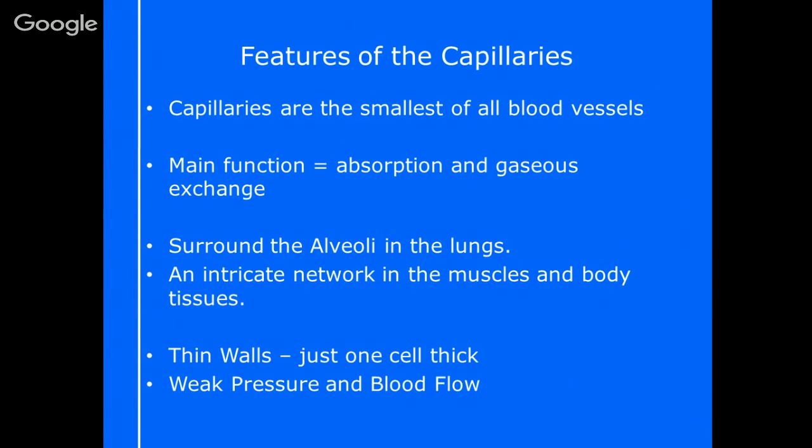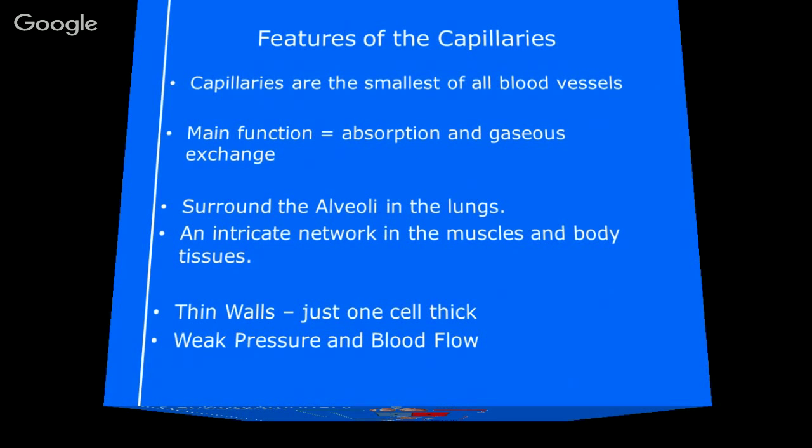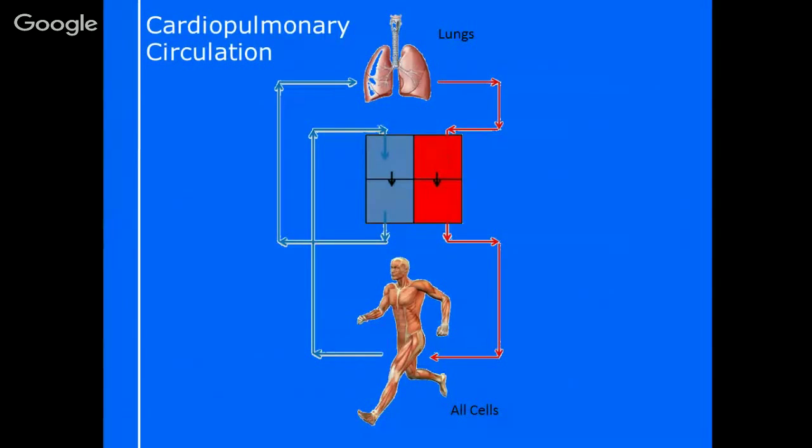So you've got 3 different blood vessels. Let's see how these all fit together. Now, first of all, this is our cardiopulmonary circulation. Now, the word cardiopulmonary basically is a breakdown between the word heart, which is cardio, and pulmonary, which means lungs.